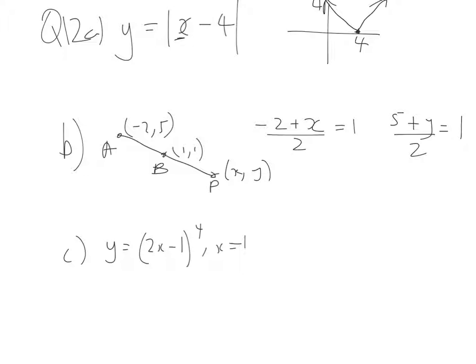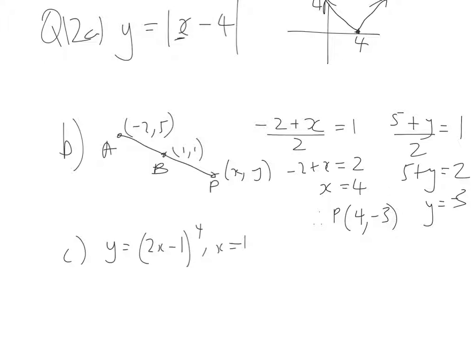Okay, solve the equation. So minus 2 plus x equals 2. Add 2 to both sides, x equals 4. 5 plus y must equal 2, so y will be negative 3. So therefore, point P is (4, negative 3).